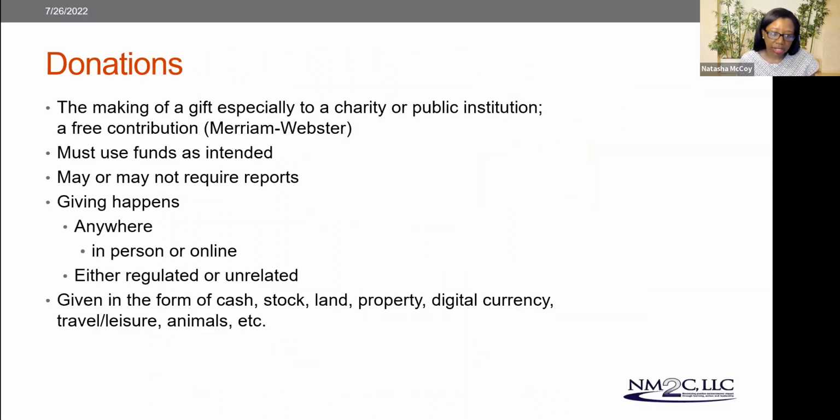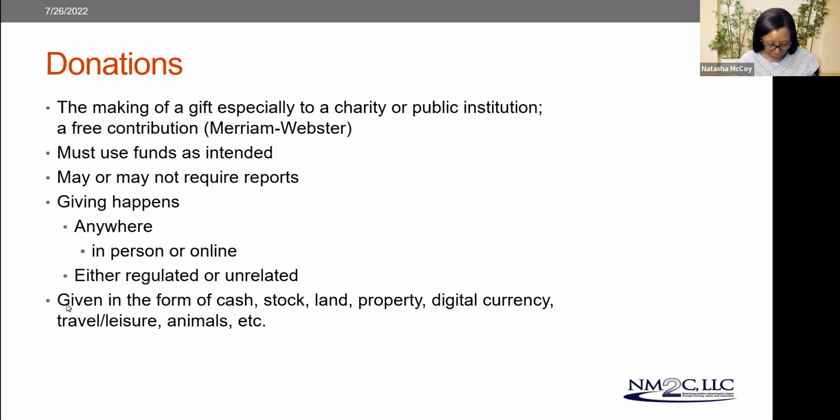Now, on the opposite end, donations are the making of a gift, especially to a charity or public institution, a free contribution. So grants and donations are both free, but the donation is something that you may receive with or without a competitive process. But you still must use funds as intended. There are still rules and regulations around how those funds are used or utilized.